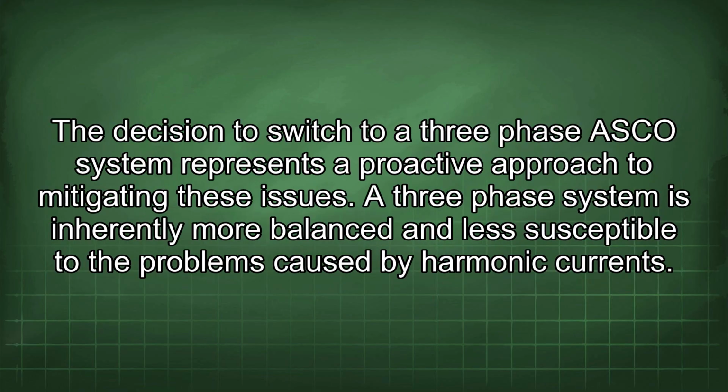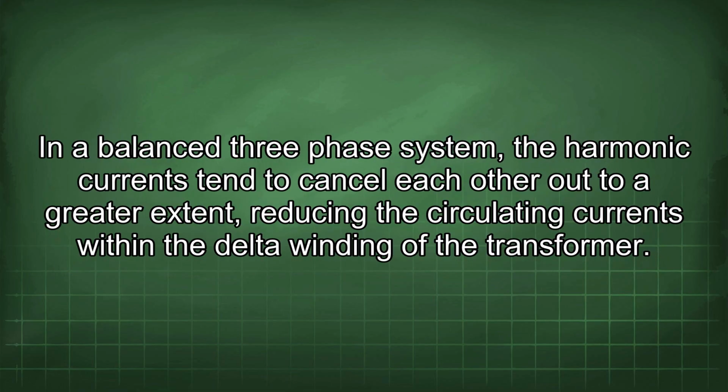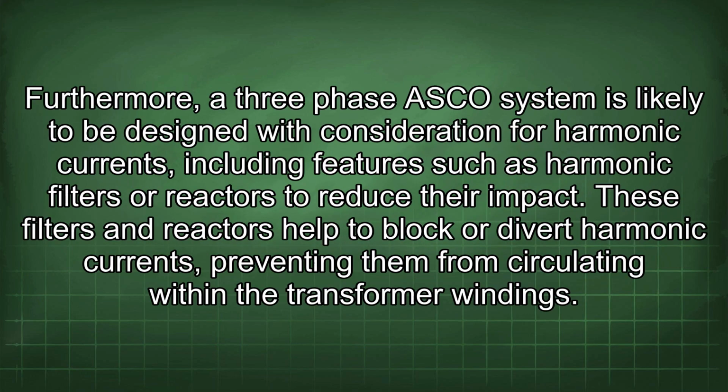The decision to switch to a three-phase ASCO system represents a proactive approach to mitigating these issues. A three-phase system is inherently more balanced and less susceptible to the problems caused by harmonic currents. In a balanced three-phase system, the harmonic currents tend to cancel each other out to a greater extent, reducing the circulating currents within the delta winding of the transformer. Furthermore, a three-phase ASCO system is likely to be designed with consideration for harmonic currents, including features such as harmonic filters or reactors to reduce their impact. These filters and reactors help to block or divert harmonic currents, preventing them from circulating within the transformer windings.